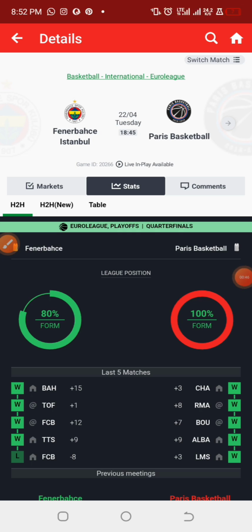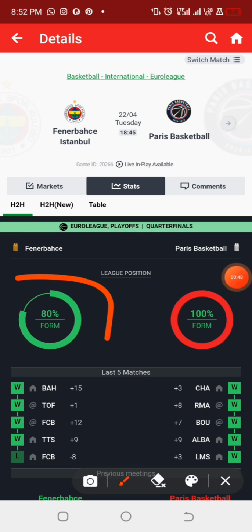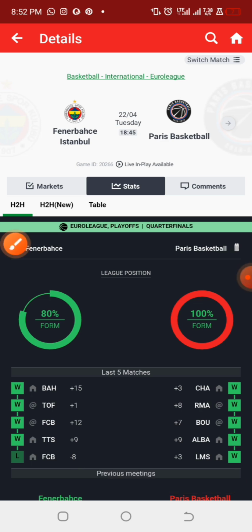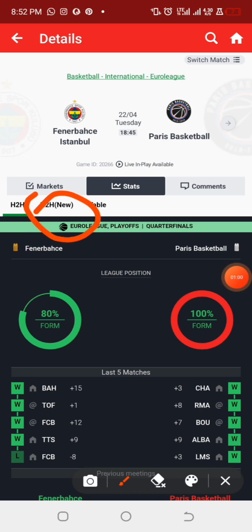Alright, so the first thing I look into is the form. Both teams must have at least 60% form. That is, they must have won 3 games out of their last 5 games. Alright, so the next thing I do is check their head-to-head.